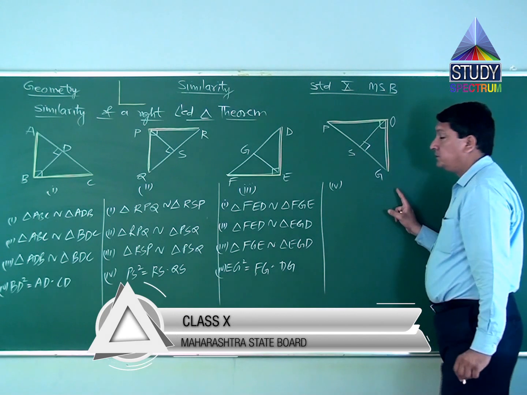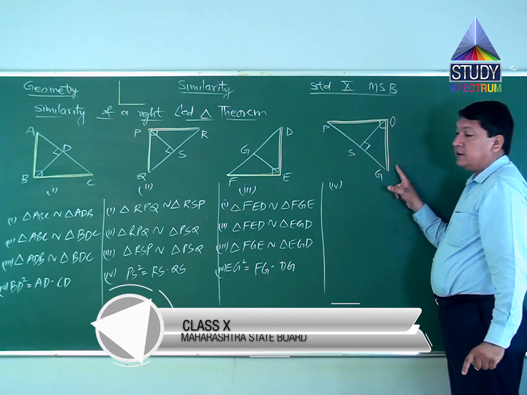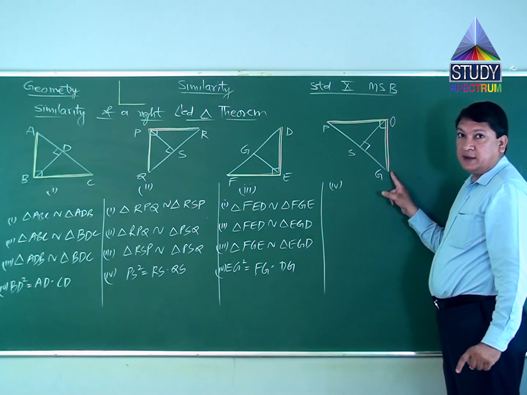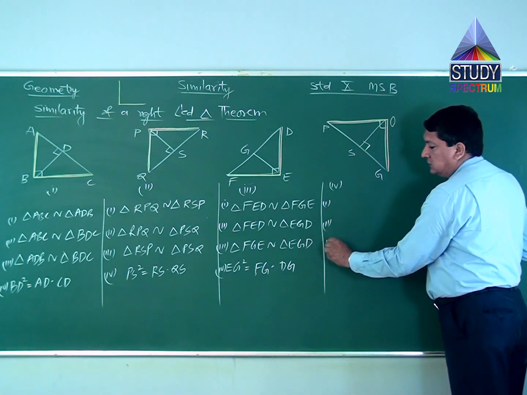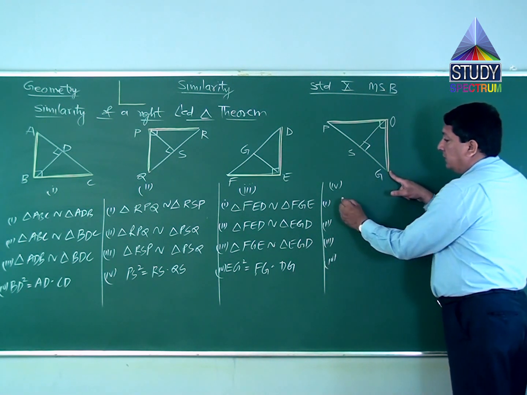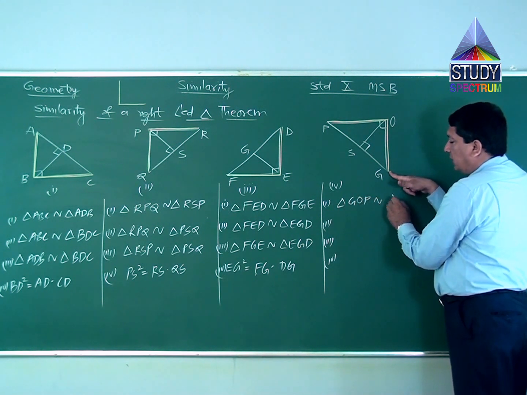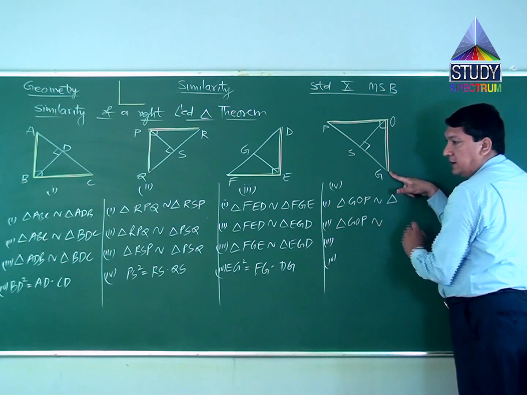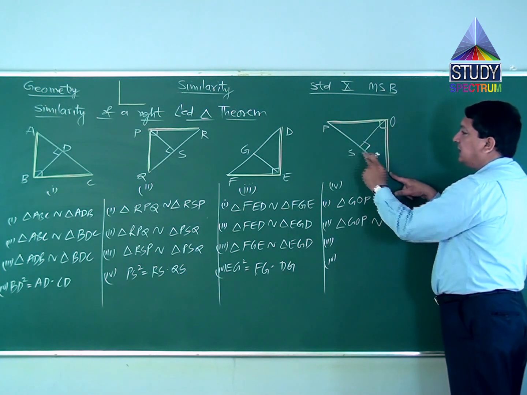There is one more sum. Now in the fourth one, you can make out once you want to see this triangle in an L shape, vertex G will go up, right? Vertex G will go up. You can come to four answers. Once vertex G has gone up, the name of the triangle will become GOP, similar to triangle. Second one, triangle GOP, similar to triangle GSO.